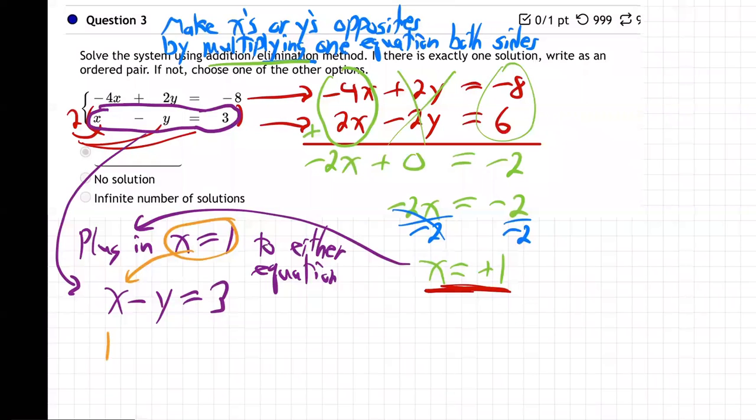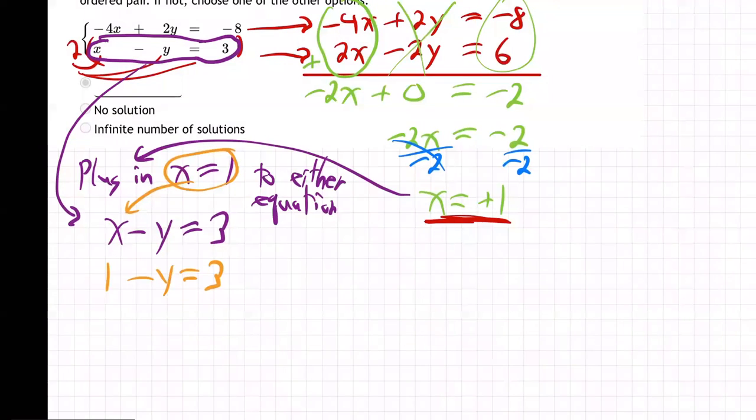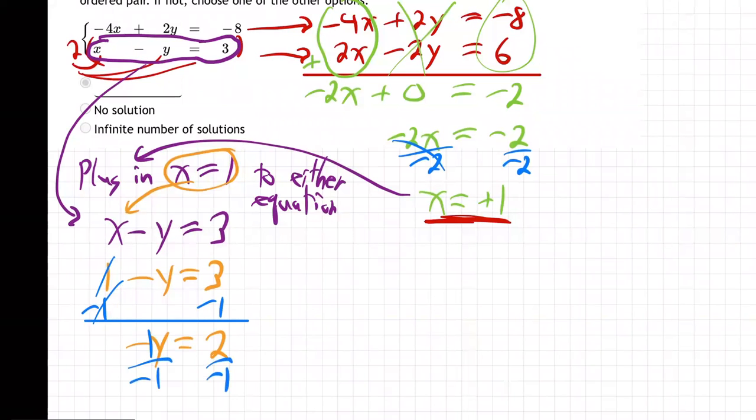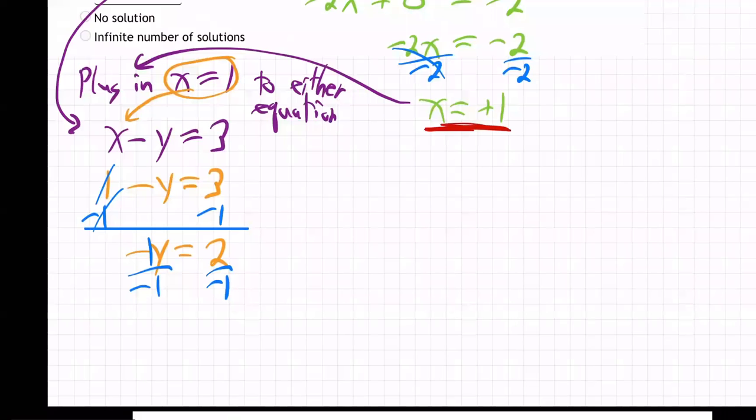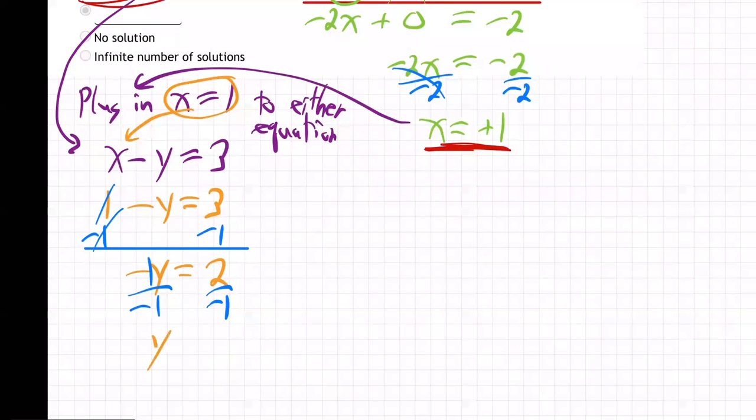So I get 1 minus y is 3. And then we've got to solve for y. You know how to solve for y. Subtract 1 from both sides here. Boom, boom. And we get minus y is 2. 3 minus 1 is 2. And last step, when you have a negative, that really means you have a -1. You've got to divide both sides by -1. And so that gives us y equals 2 divided by -1, which is -2.